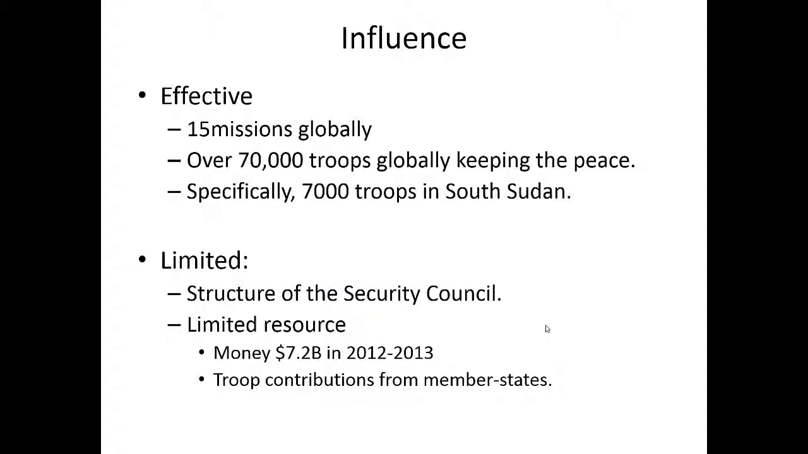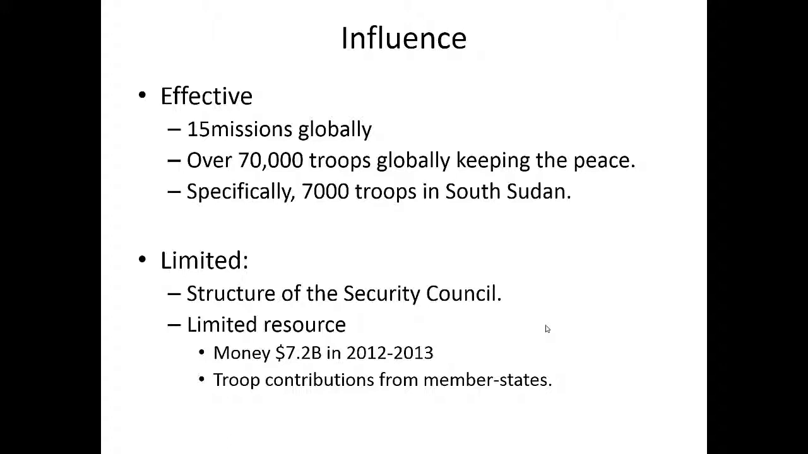It's when we get to influence that we start to ask questions about what the UN was trying to achieve and how limited they have been. So what have they achieved and how limited has their achievement been? You could say that the UN has been very effective in achieving its aims. It has 15 missions globally, it has 70,000 troops deployed around the world keeping the peace, and more specifically, in the UNMISS mission, 7,000 troops in South Sudan. You could say these stats represent the effectiveness of UN peacekeeping to achieve international peace and security.